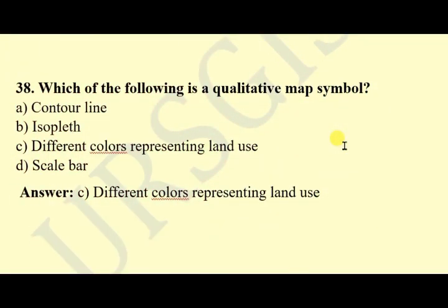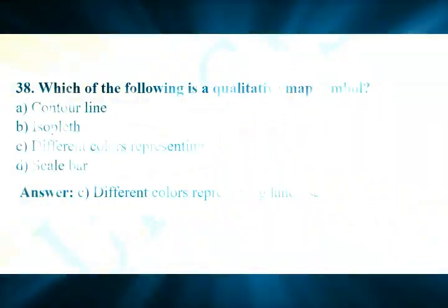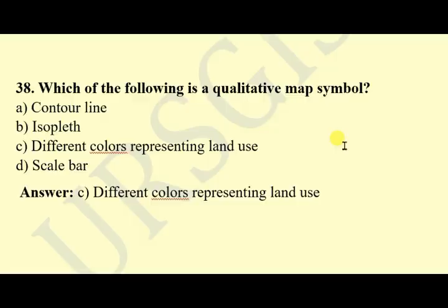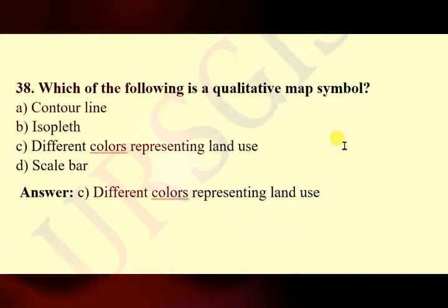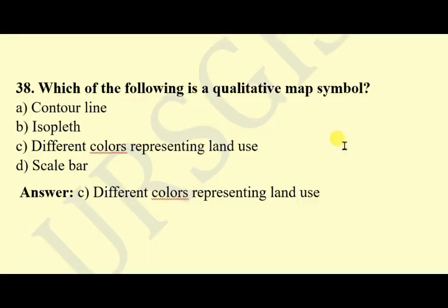Question number 38. Which of the following is a qualitative map symbol? Contour line, isopleth, different colors representing land use, scale bar. Here the right answer will be different colors representing land use. It's called a qualitative map.